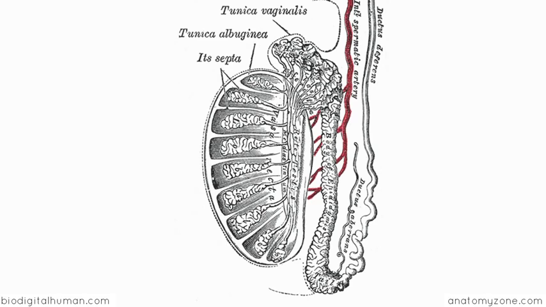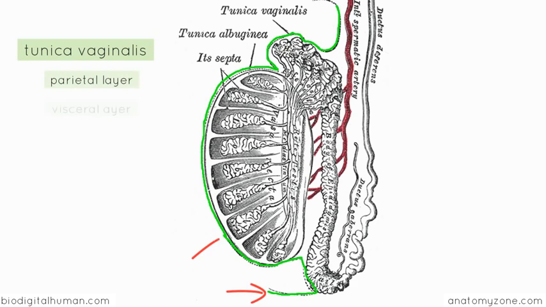The testes are surrounded by a capsule. This is formed by a layer of peritoneum which is brought down with the testis when it descends from the abdomen. But this connection between the abdomen and the testis eventually gets broken and it leaves the testis surrounded by its own separate capsule. You can see that I've drawn on in green this outer capsule, and this is called the tunica vaginalis, and it has a parietal layer and a visceral layer.